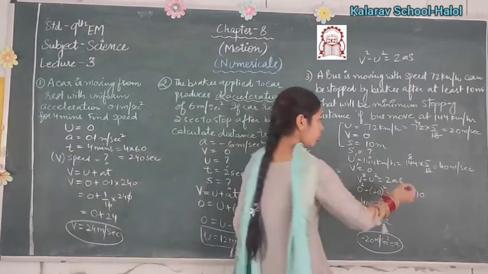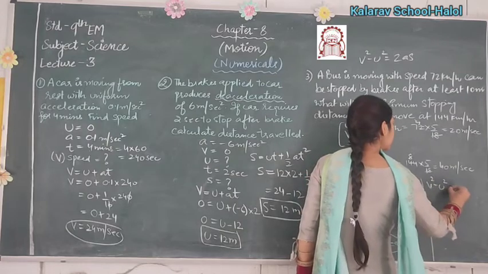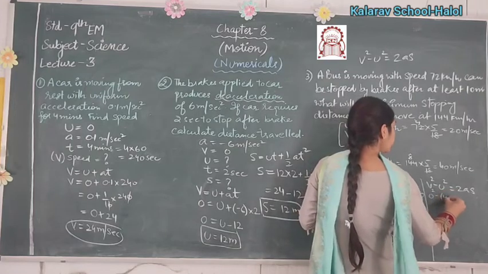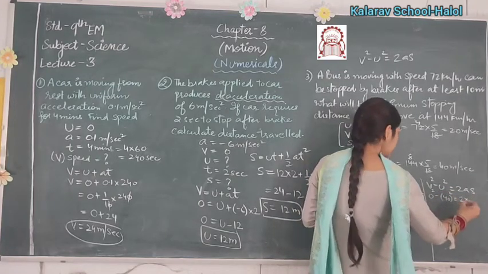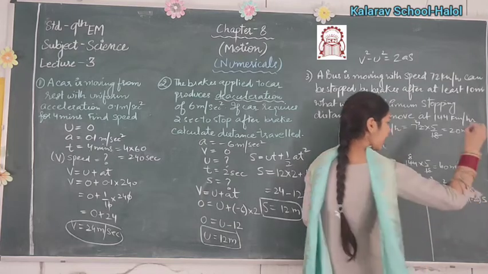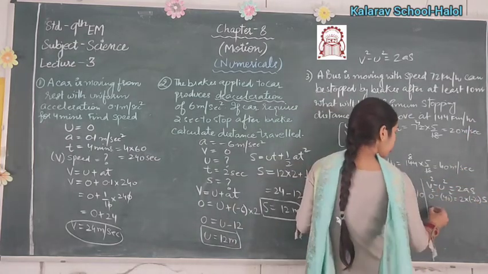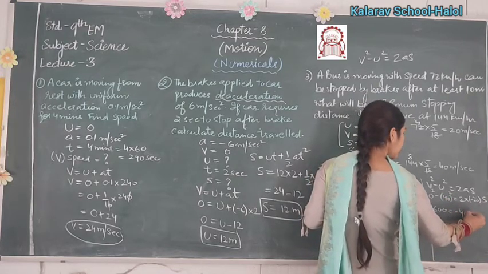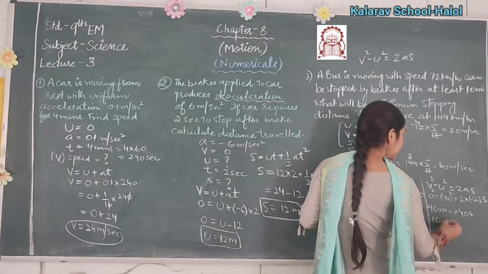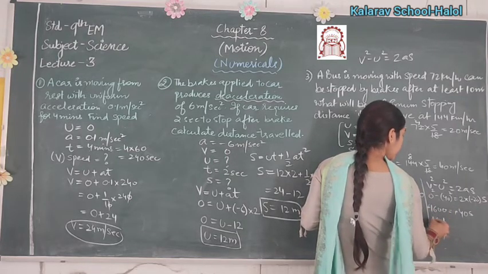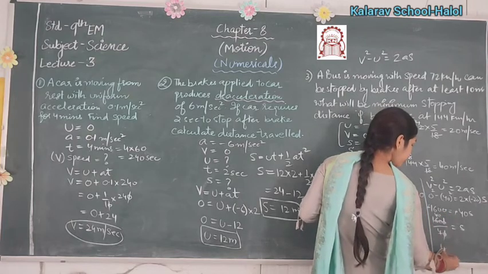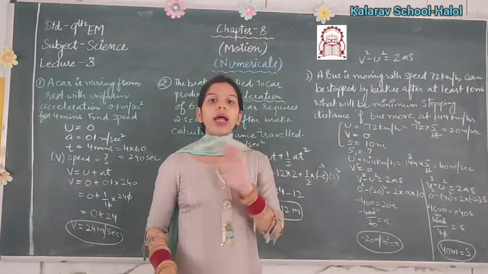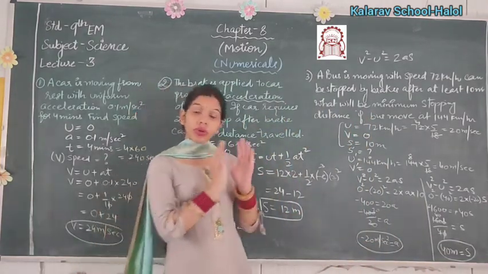Clear? So next is v square minus u square is 2as. Here v is 0, u is 40 square, a is minus 20, s we have to calculate. So 40 square is 1600 minus 40s. So 1600 upon 40 is s. That is 40 meter is S.